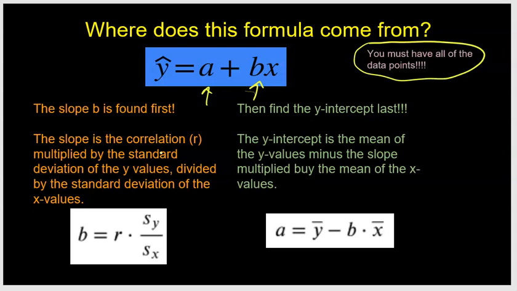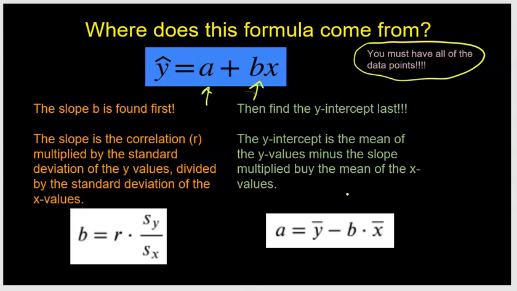All right, so how do you find the slope? Well, it's a simple formula. It is the correlation R multiplied by the standard deviation of all the y values divided by the standard deviation of all the x values. So it's a pretty simple formula, but to know the standard deviation of the y's, you gotta do the math. To know the standard deviation of all the x values, you gotta do the math.